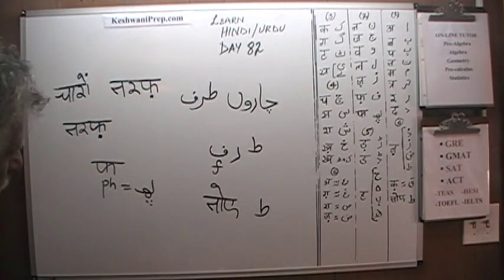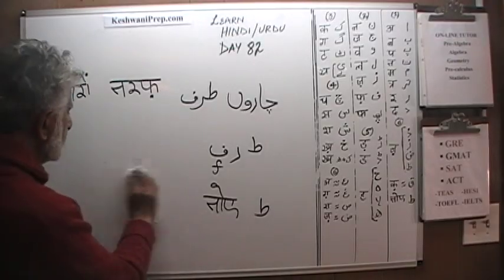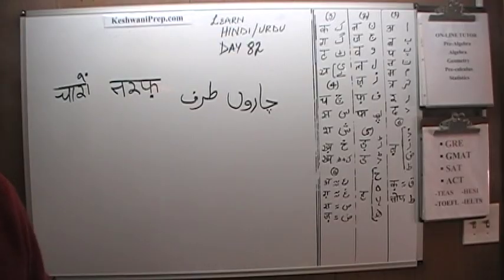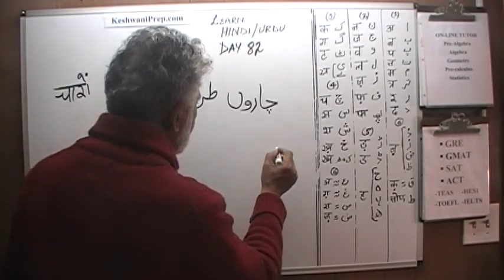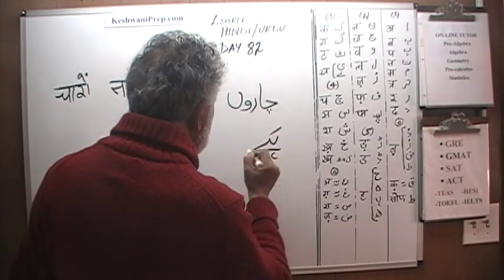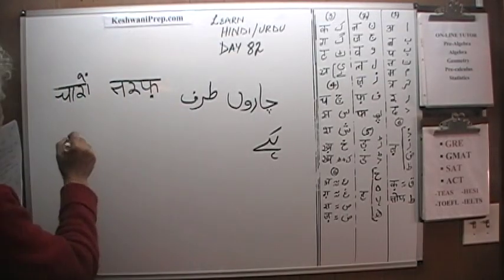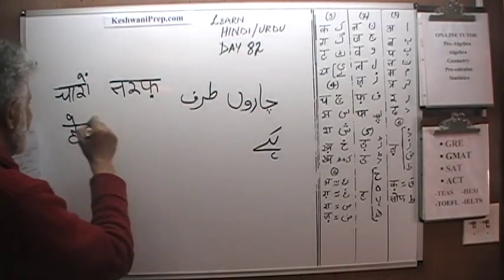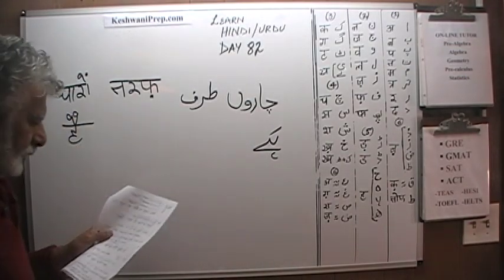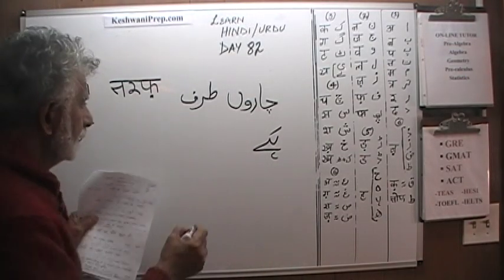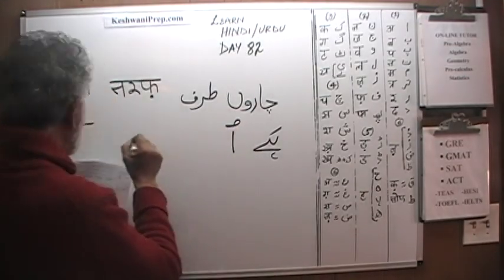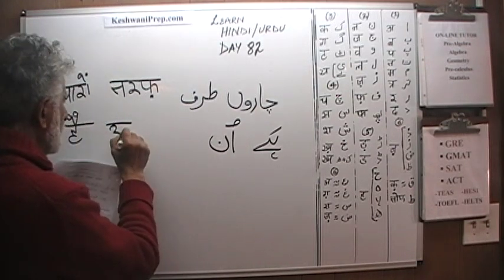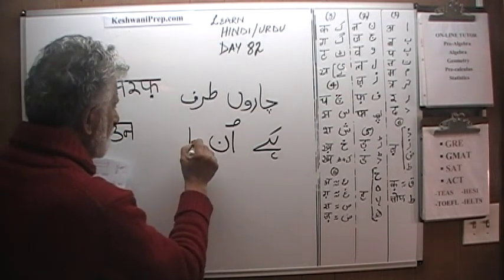चारों तरफ है. We have done this word many times, so I'm not going to explain it. है, इससे बड़ी एक ही मात्रा. चारों तरफ है उन, उ, and then noon. Un, ka.